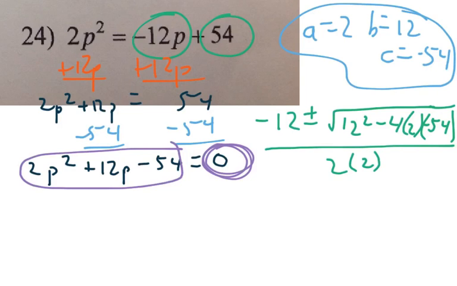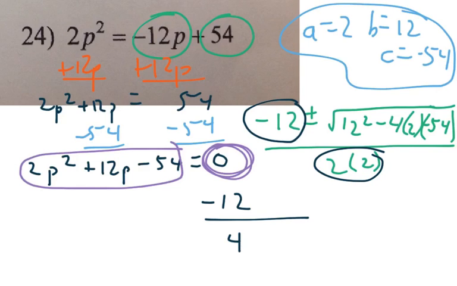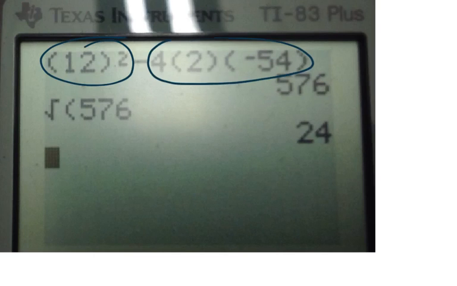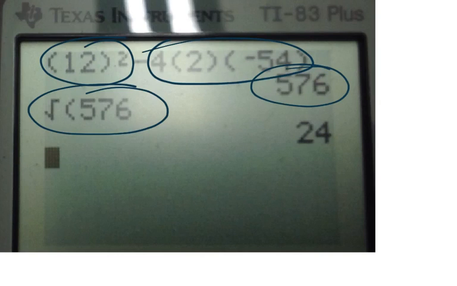And cleaning this up a little bit, negative 12, of course, is negative 12. 2 times 2 means our denominator is 4, plus or minus. And I'm going to do all of this square root radical stuff in my calculator. Okay? So here's what hopefully you notice: if I do 12 squared minus 4AC here, I get 576. And when I take the square root of that 576, I get 24, don't I? So that whole radical just simplified to 24.